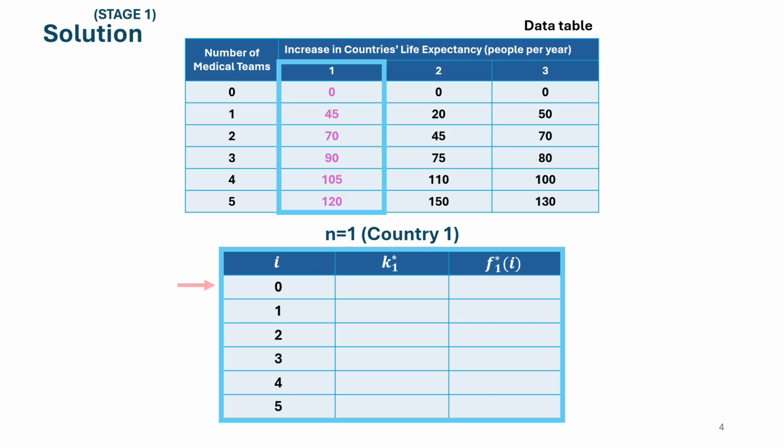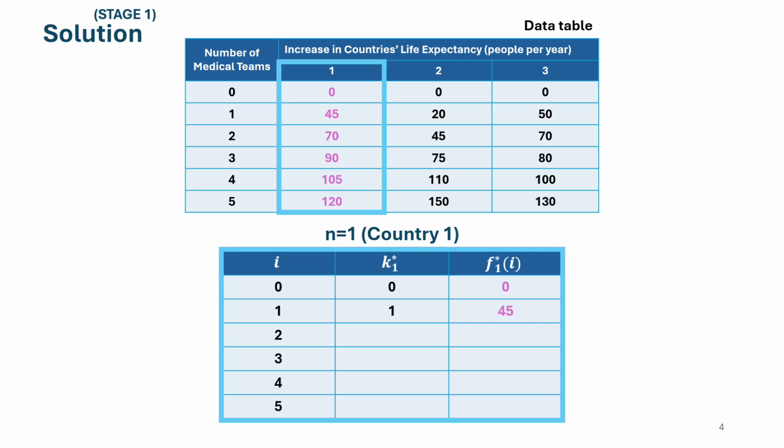For the state i equals 0, we have 0 teams available. The only possible decision is k equals 0, which yields a return of 0 from the main data table. Thus, we record k star as 0 and f star as 0. For the state i equals 1, we have 1 team. Our decision k can be 0 or 1. Referencing the data table for country 1, an allocation of 0 teams gives a return of 0, while an allocation of 1 team gives a return of 45. The maximum is 45. Therefore, the optimal decision k star is 1, and the optimal return f star is 45.